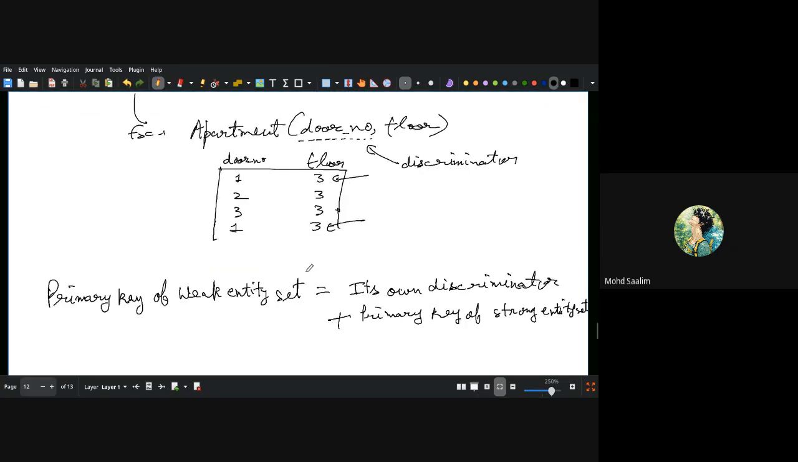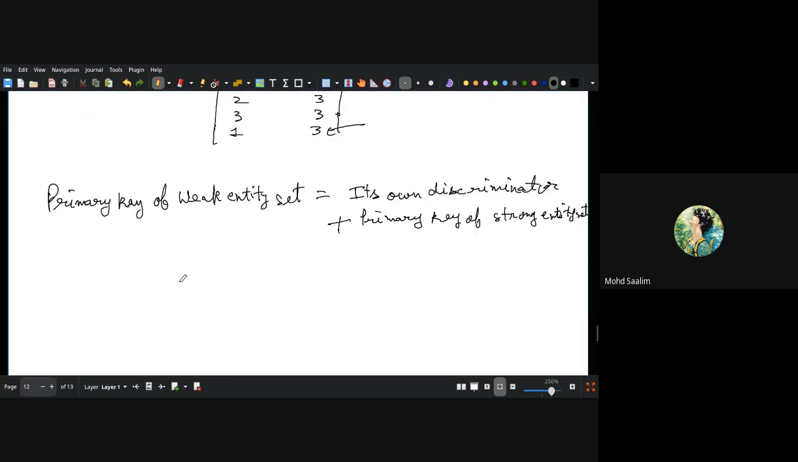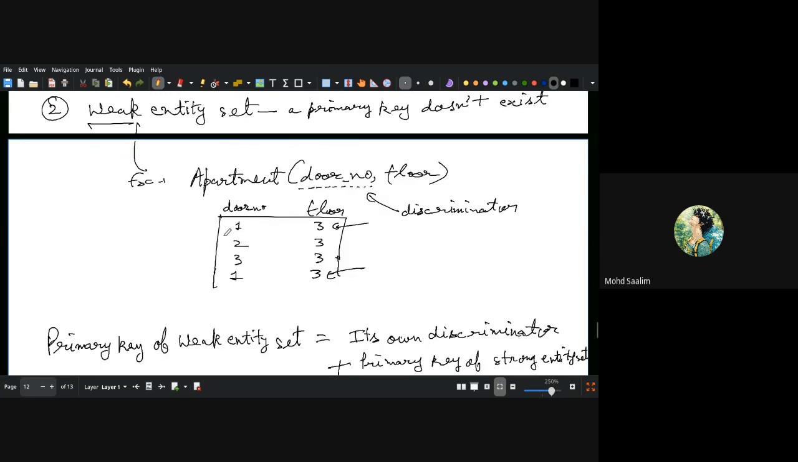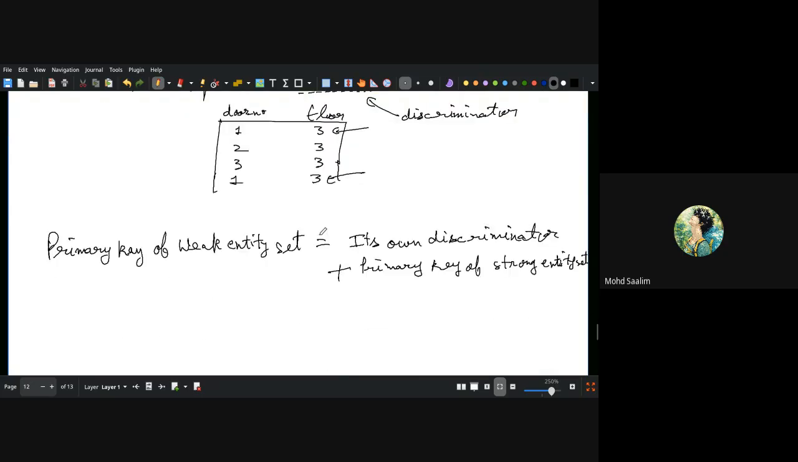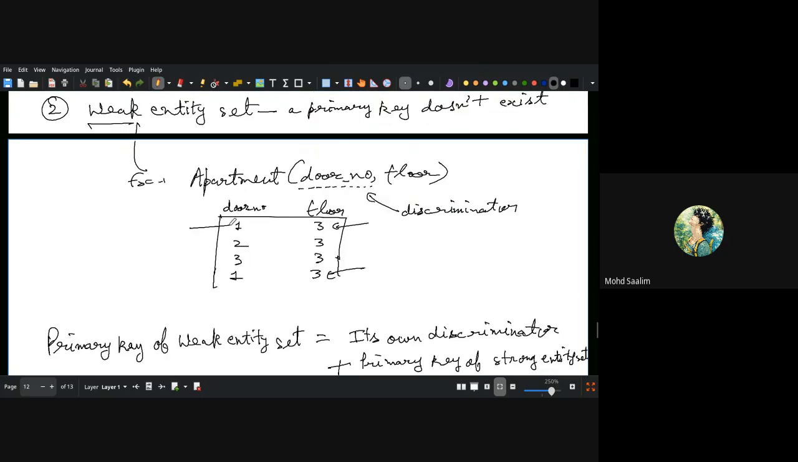What do we understand by it? Let's say this door number and this door number, both of them are for floor 3rd, but there is a hidden information that this door number and this floor was from a different building, let's say building A, and this door number 1 of floor 3 is from a different building, let's say building B.